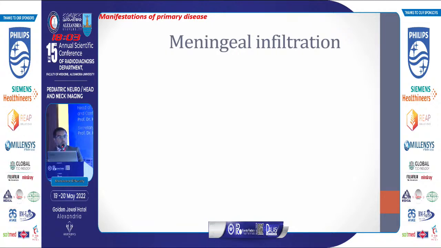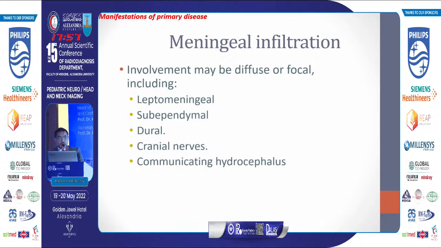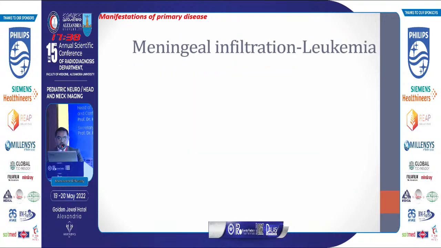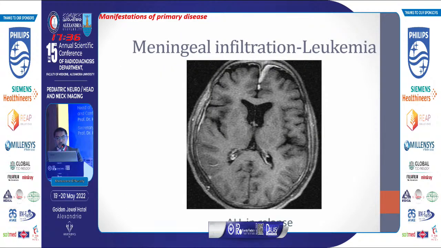The other parenchymal primary disease manifestation is meningeal infiltration that can be lepto or pachymeningeal, ependymal, or affecting the nerve roots. More common with leukemia and with secondary lymphoma. The primary CNS lymphoma usually presents as parenchymal lesions, not meningeal infiltration. As in this patient, there is pachymeningeal enhancement along the anterior aspect of the left frontal lobe.